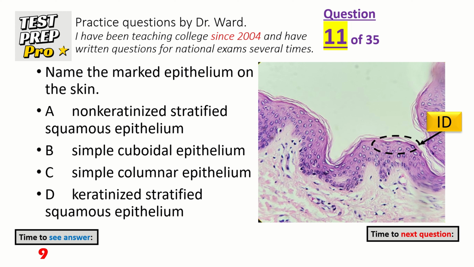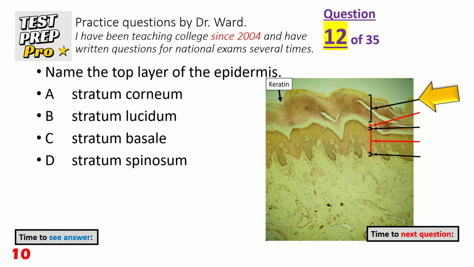Name the marked epithelium on the skin. So what kind of epithelium do you call the skin? The full name. Keratinized stratified squamous epithelium. In the mouth, it's non-keratinized, but the skin is keratinized. Name the top layer of the epidermis. What is the top stratum of the epidermis? Stratum corneum.